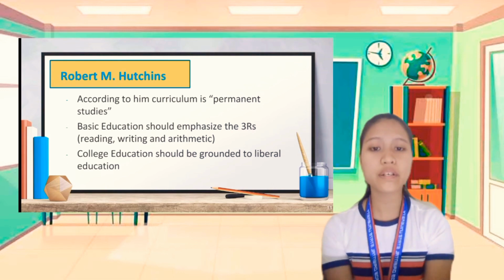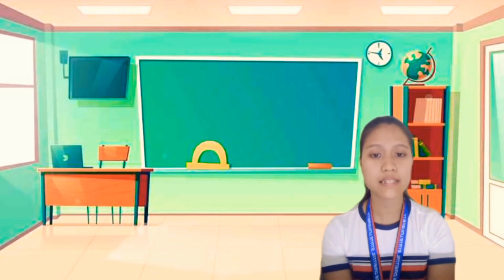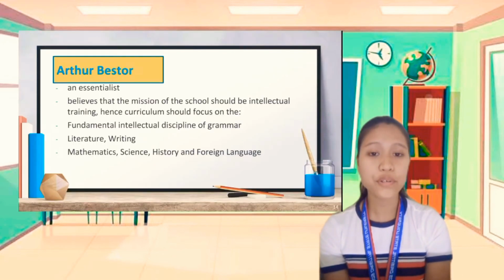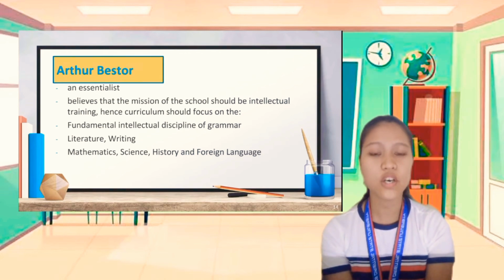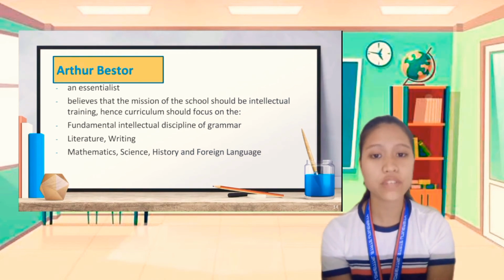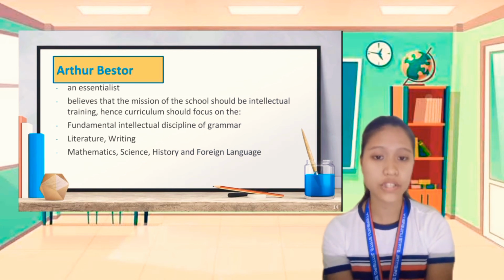For him, curriculum is viewed as permanent studies, which explains why some subjects are repeated from elementary to college, such as grammar, reading, and mathematics. Arthur Bestor is an essentialist who believes that the mission of the school is to train the intellectual capacity of the learners.